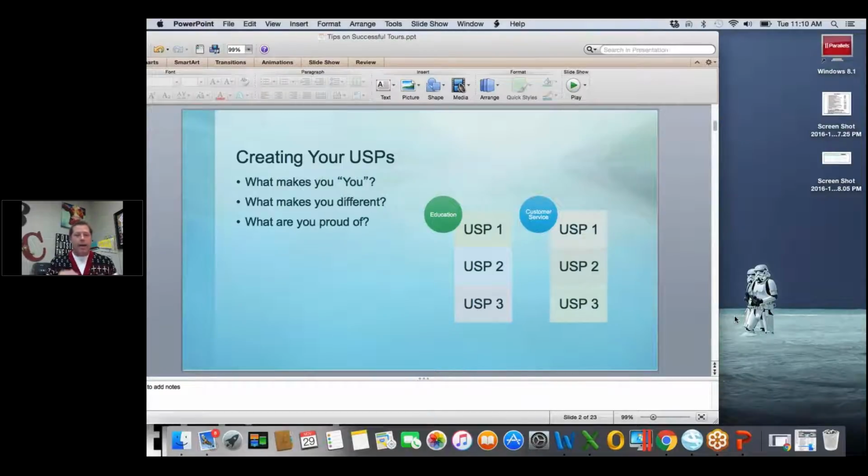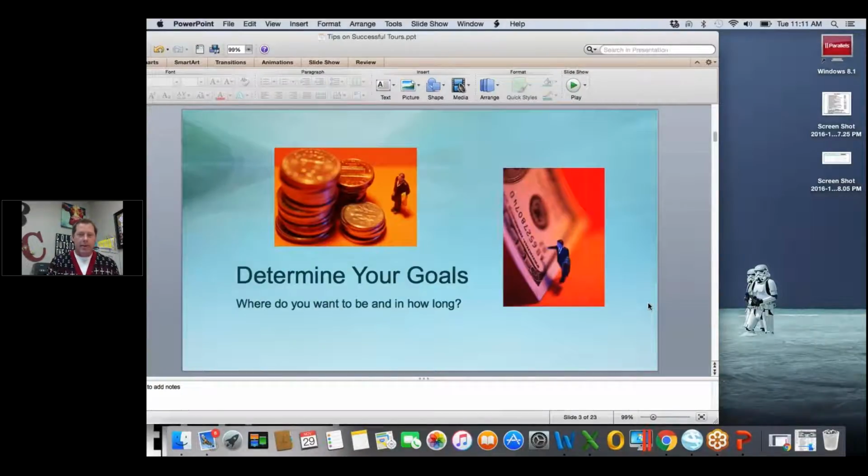I'm going to come back to unique selling points here in just a little bit because we're going to use these for a couple of different things. But first off, let's go down and talk about a couple of other things. Next, we need to determine your goals. Where do you want to be and how long before this happens?